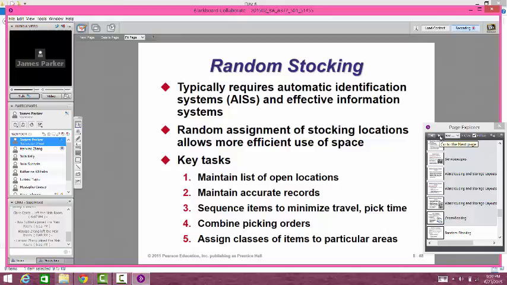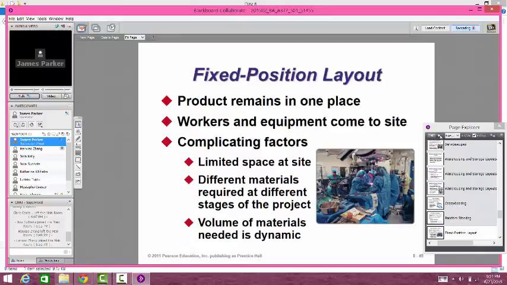So they're going to go through a little bit more of a definition of the random stocking that I was attempting to explain before. Automatic identification system is going to be paramount. Random assignments, but again, I would argue that they're not so random. They're actually pretty logical. So the computer can do all these things: open locations, accurate records, sequence items, pick times, combine picking orders. A person is going to get task saturated pretty quickly, but a computer, those are the sort of tasks that it thrives on.